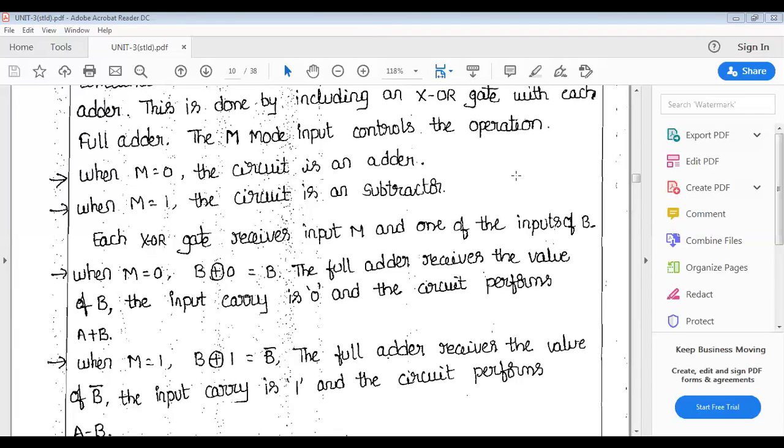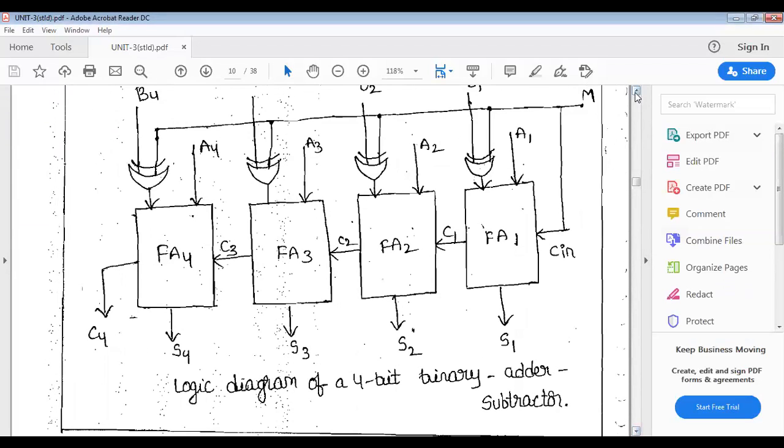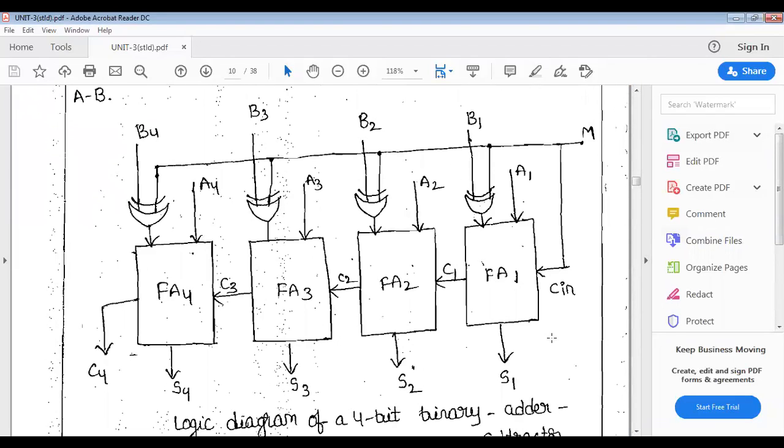To perform these two operations, I changed the 4-bit binary parallel adder with an exclusive OR gate. Let us see the block diagram. This block diagram has 4 full adders: full adder 1, full adder 2, full adder 3, and full adder 4. Each full adder takes bits from the LSB to the MSB. The first full adder takes A1 directly. So it directly takes the A bits: A1, A2, A3, and A4.